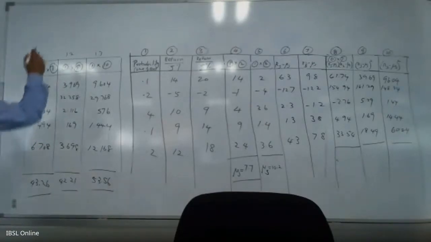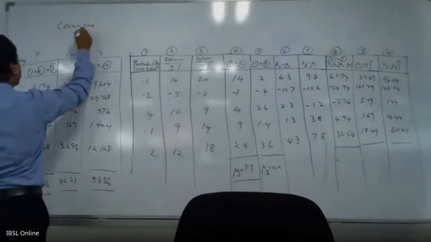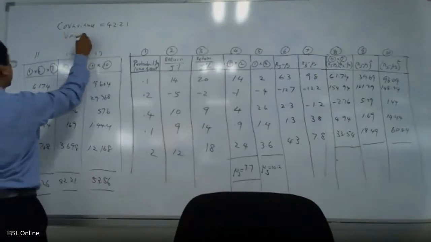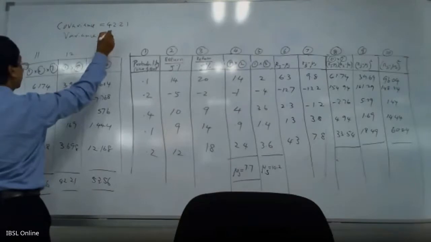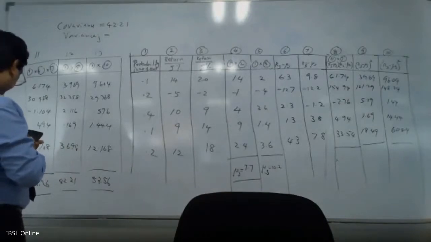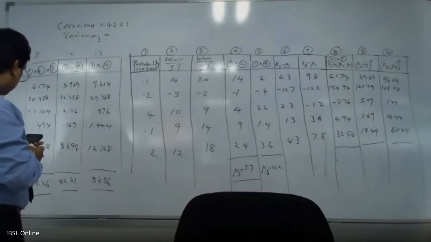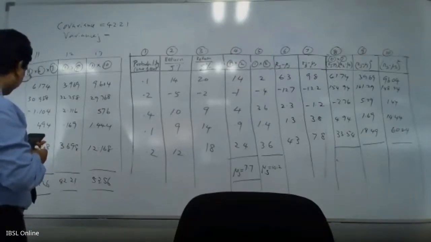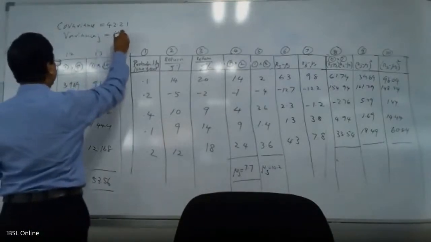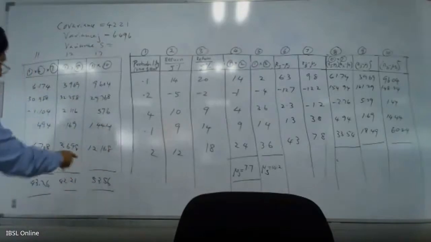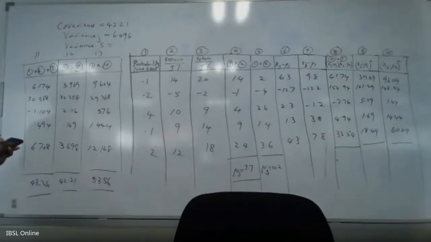Of course, the covariance is 42.21. Then we can say variance of J is equal to square root of 42.21. That is 6.496. Variance of S is square root of 53.56. That is 7.318.